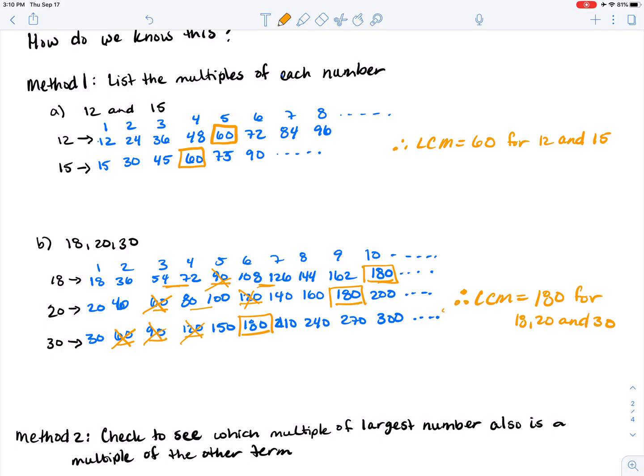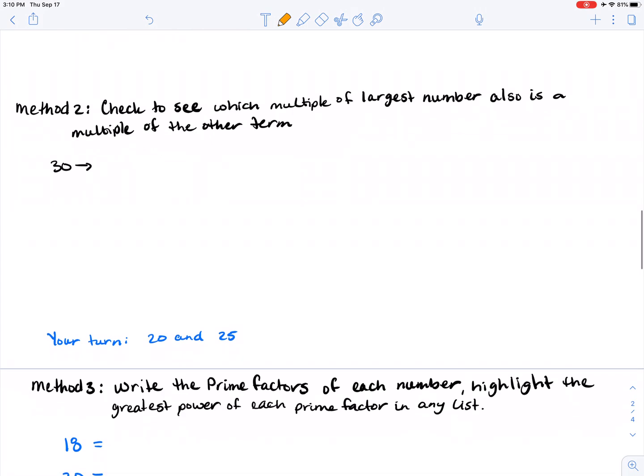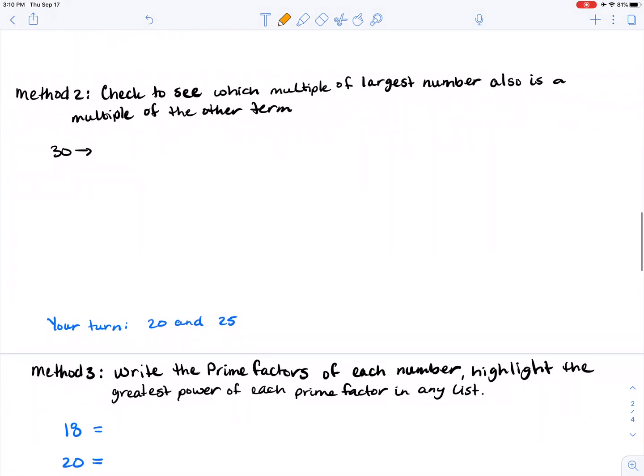That seems like a lot of work, especially if you have larger numbers. Let's see if there's an easier way to do it. Let's look at method number 2. It might be a way that you find less work and easier to handle.